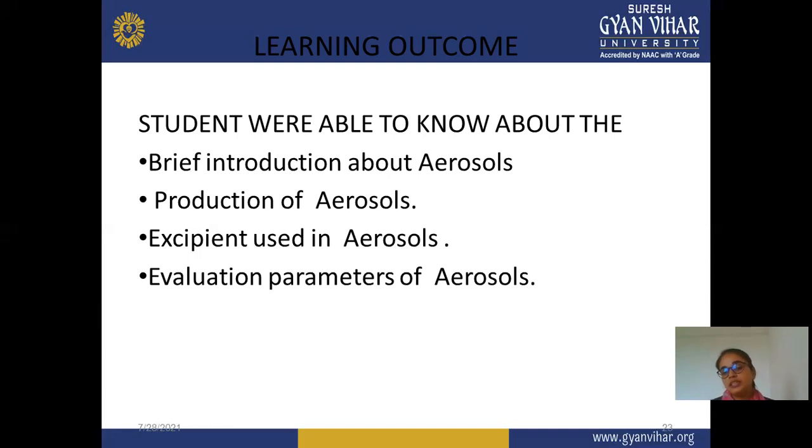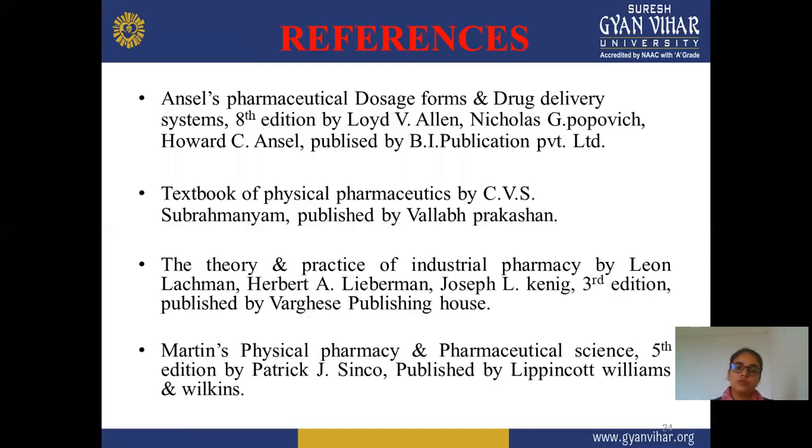Next are the excipients used in aerosol. In the excipient part, we already saw the different excipients. Out of all these, the major excipient used in aerosol is the propellant. You can select a proper, good quality propellant according to the requirement or the effect you require. So you should know what a propellant is and its different subtypes with examples. Next is the evaluation parameters of aerosol, which will be in the next lecture. After this, the next part is the references.